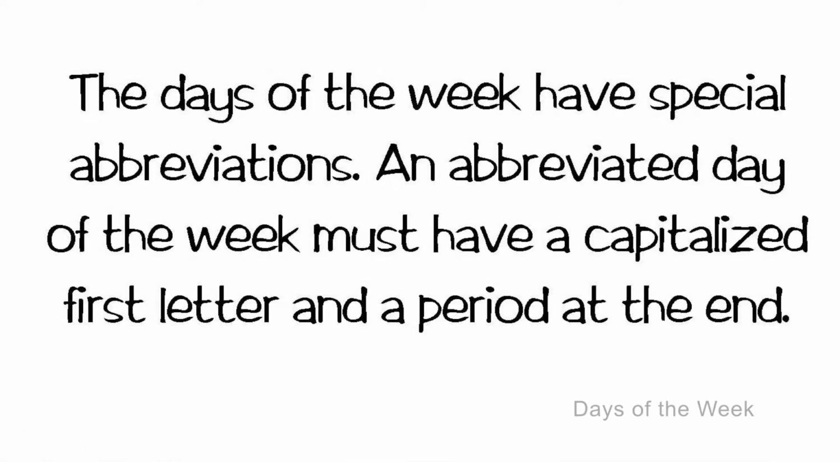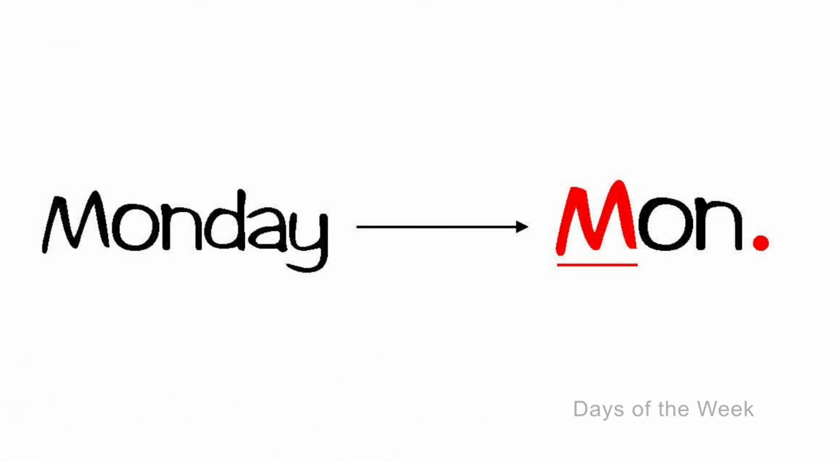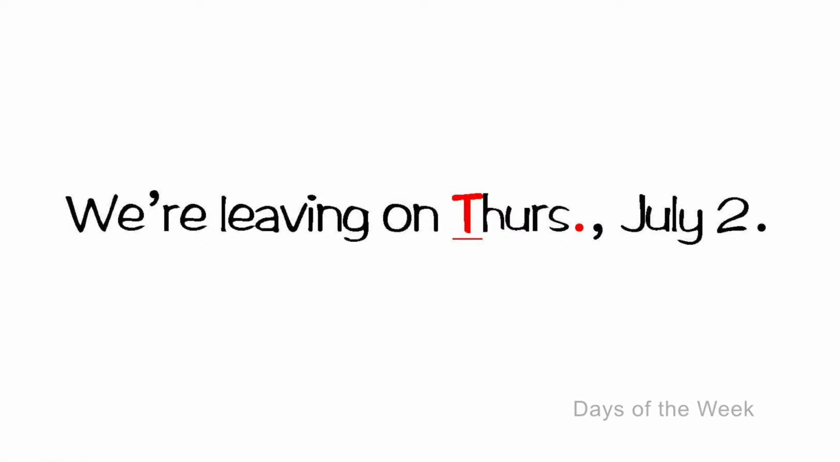The days of the week have special abbreviations. Remember, an abbreviation is just a shortened version of a word. An abbreviated day of the week must have a capitalized first letter and a period at the end. Here's an example. Monday is abbreviated to Mon. with a capital M and a period showing that it's an abbreviation. Here's an example of what it would look like in a sentence with Thursday. Thursday abbreviated is Thurs. Notice that there is a capitalized T and a period following the abbreviation.